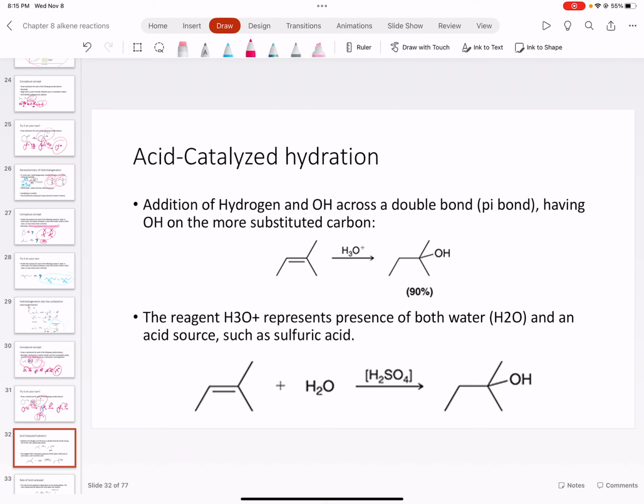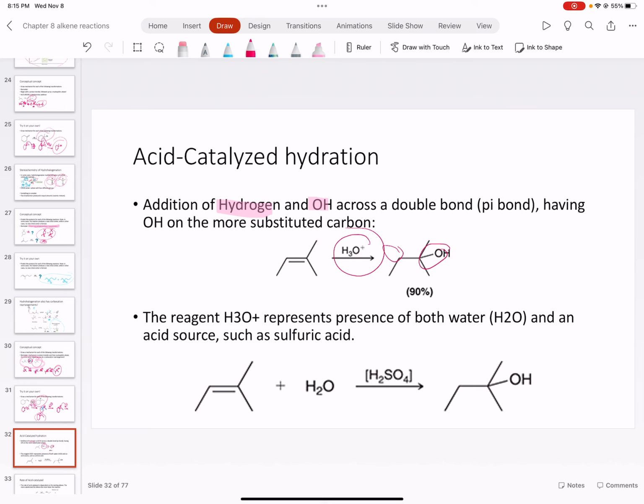Okay, so new one. So we have acid catalyzed hydration. So that one's the addition of hydrogen. So we're gonna add a hydrogen and then an OH across a double bond or pi bond, having OH on the more substituted carbon. So then new note we can add: we're gonna add the OH on the more substituted, and then the hydrogen on the least substituted.